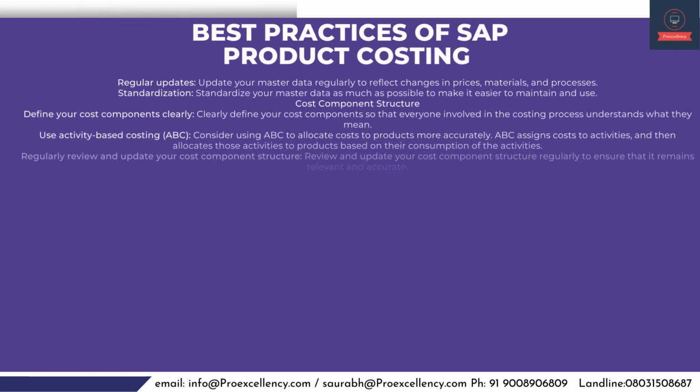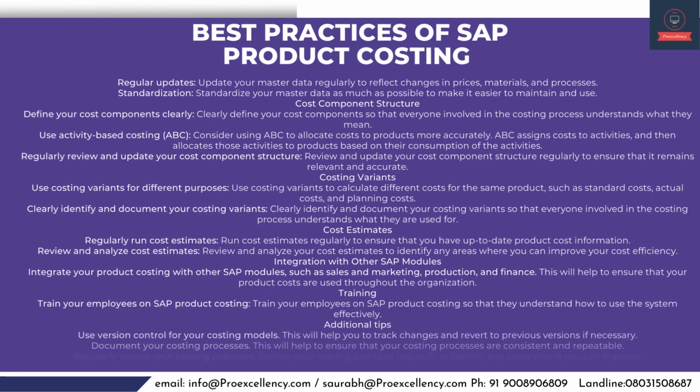Best practices of SAP product costing. Regular updates. Update your master data regularly to reflect changes in prices, materials, and processes. Standardization. Standardize your master data as much as possible to make it easier to maintain and use. Cost component structure. Define your cost components clearly. Clearly define your cost components so that everyone involved in the costing process understands what they mean.